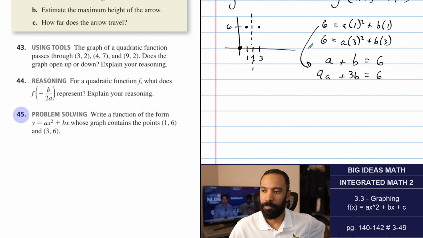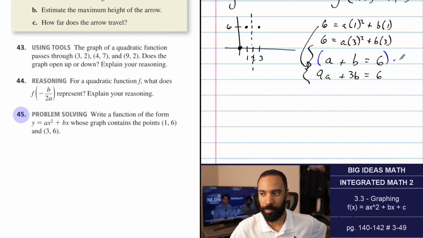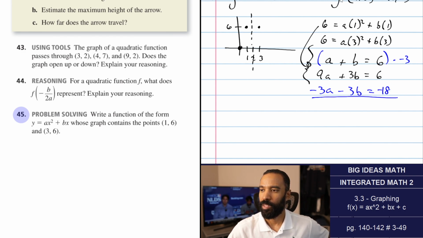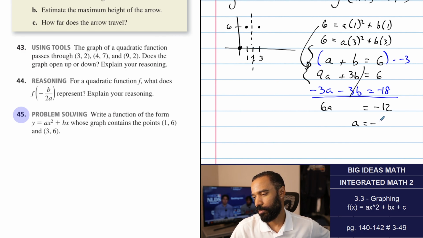In a system of linear equations such as this one, we'll solve for a and b. I'm not going to teach systems of equations right now. I'm going to multiply the first equation by -3, and I get -3a minus 3b equals -18. And that gives me 6a equals -12. So a equals -2.